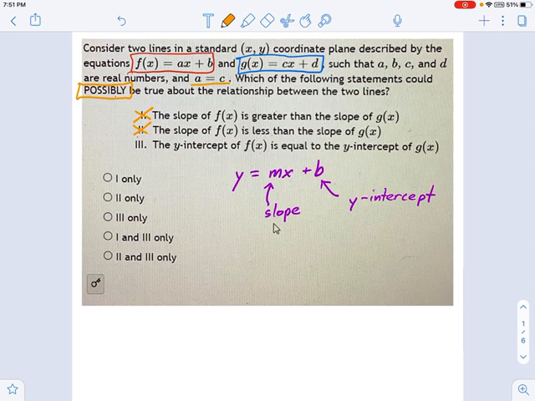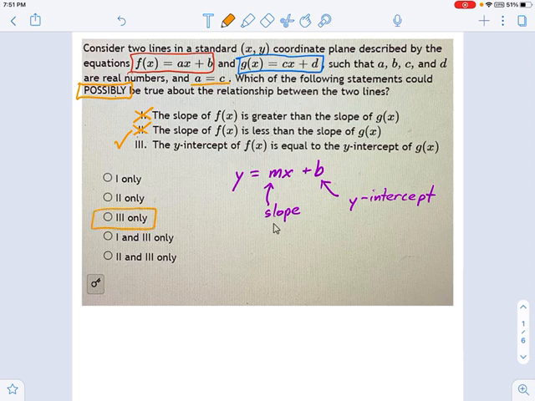So, if you look at the third one, is it possible that the y-intercept of one of these is equal to the y-intercept of the other? Well, I didn't say anything about b and d. For all we know, they're equal. They could be 1,000,000. They could be negative 17. We have no idea. But it's possible they could be equal to each other. So this one looks okay. I'm going to say statement 3 only.